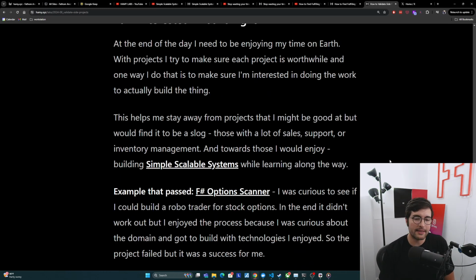An example that passed this test was my F-sharp options scanner. I was curious to see if I could build a robo-trader for stock options. In the end, it didn't work out, but I enjoyed the process because I was curious about the domain and got to build with technologies I enjoyed. So the project failed, but it was still a success for me because I enjoyed that time.